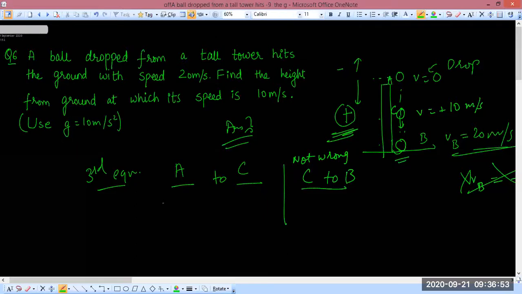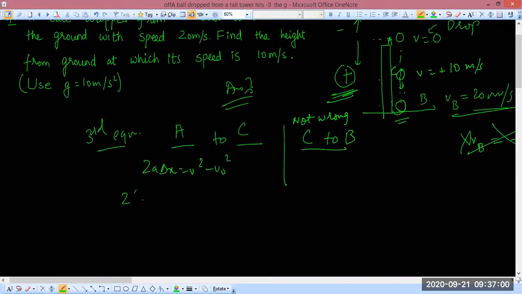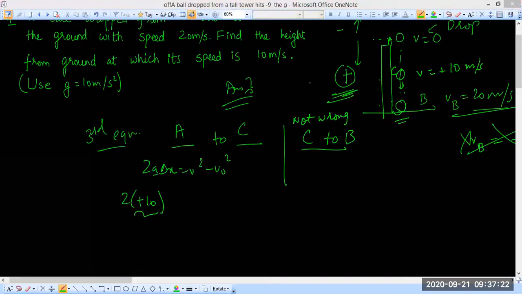2a delta x equals v squared minus v0 squared. So 2 times plus 10. Is it clear why a is plus 10? Yes, very good. Because acceleration is downwards. We don't know what this delta x is.